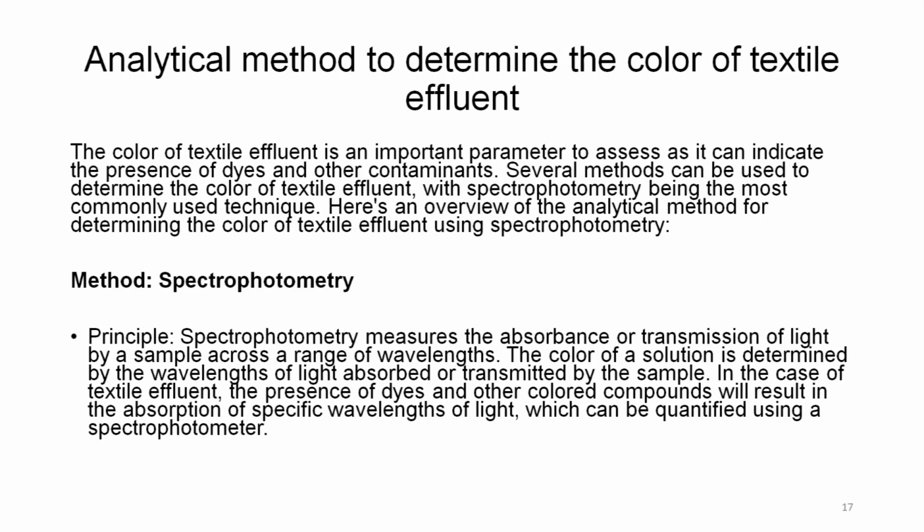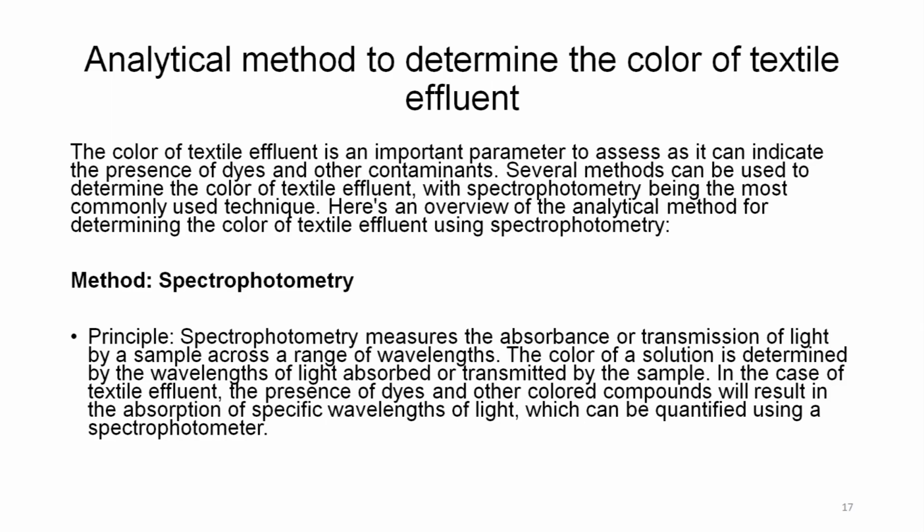Color determination of the textile effluent. The color of the textile effluent is an important parameter to assess, as it can indicate the presence of dyes and other contaminants. Several methods can be used to determine the color of the textile effluent, with spectrophotometry being the most commonly used technique. Here is an overview of the analytical method for determining the color of the textile effluent using spectrophotometry.